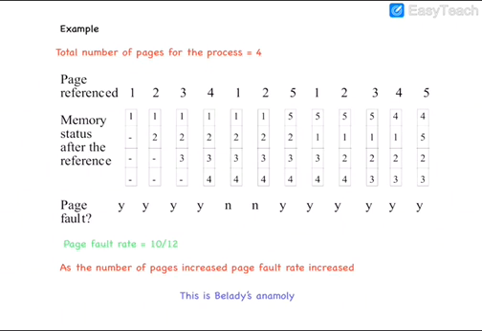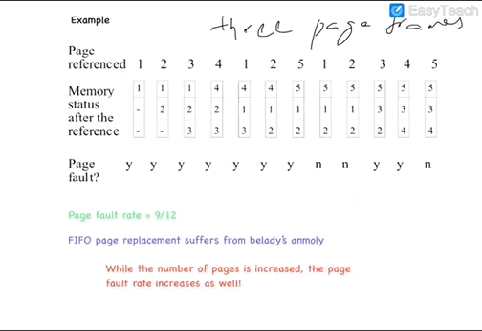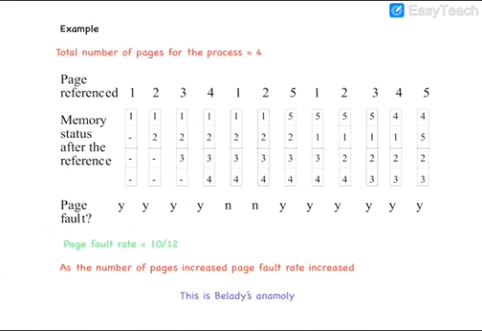And you can see all of them have page faults; only for 1 and 2 there are no page faults. If you count the number of page faults, it will be 10. So for the same reference string with 3 page frames we get 9 page faults, but when we increase the number of frames we get 10 page faults. As the number of frames increased, the page fault rate increased, and this is called Belady's anomaly. Hope you understood. Thank you.